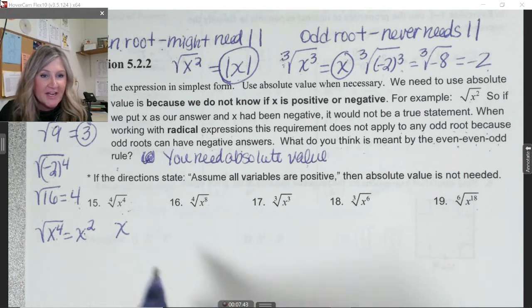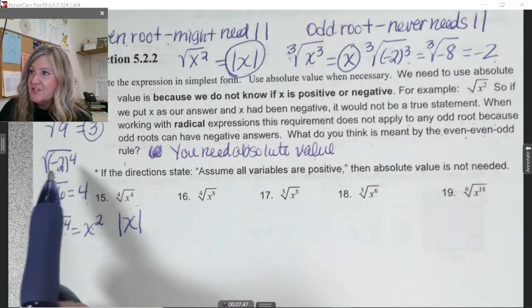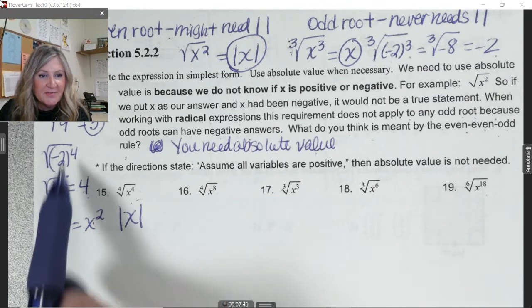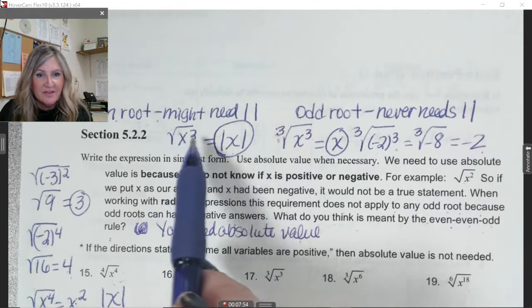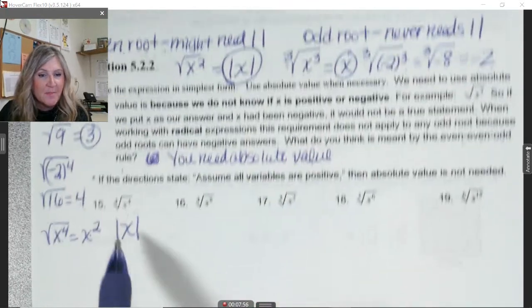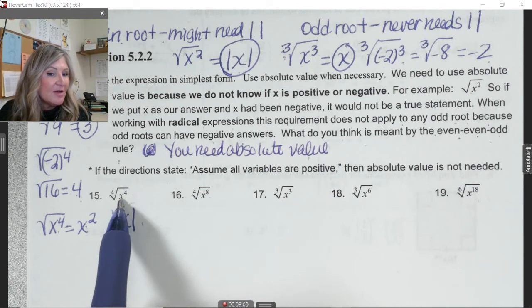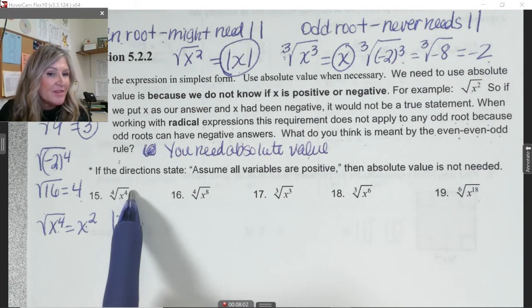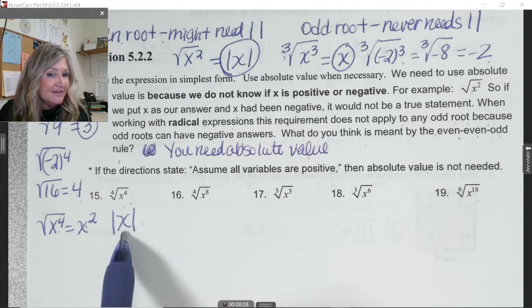A lot of people are shaking their heads yes, and that is true. That's the example I just showed you here. Something similar to this. Well, actually not this one. You'd have to go back up to this one. We do need absolute value here because x could be a negative number. When we raise it to the 4th, it would become positive, and then the 4th root of that would be positive, but x was originally negative.